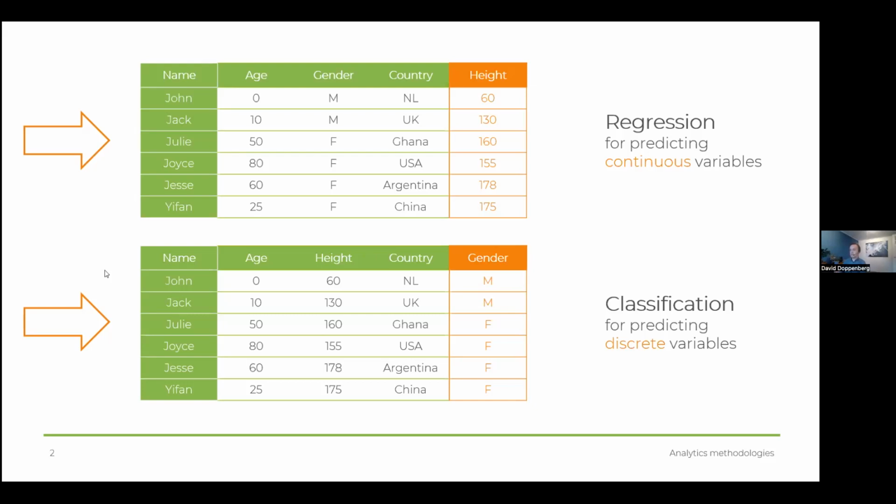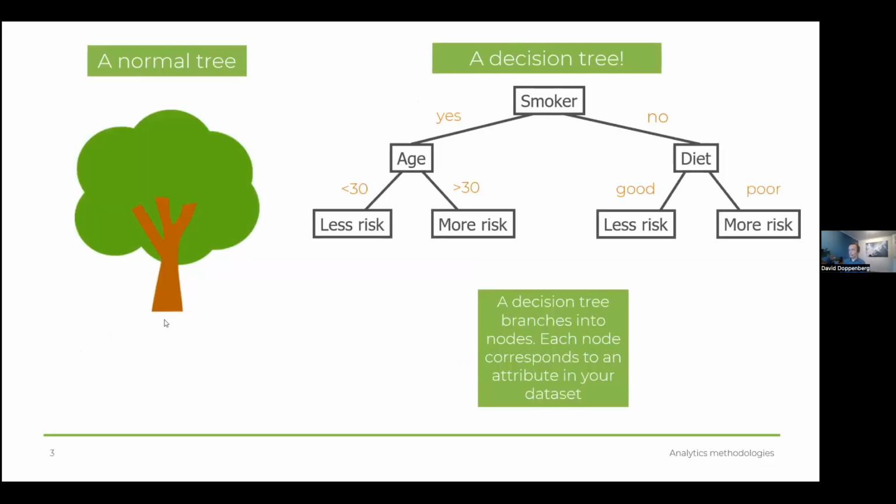They are called after a normal tree because they look like an actual tree, especially when you put the tree upside down, of course, because the branches here are going down typically. So a decision tree, at the start, in this case we have data about people: whether they are a smoker, yes or no, their age, their diet, and whether they have more risk or less risk of having lung cancer.